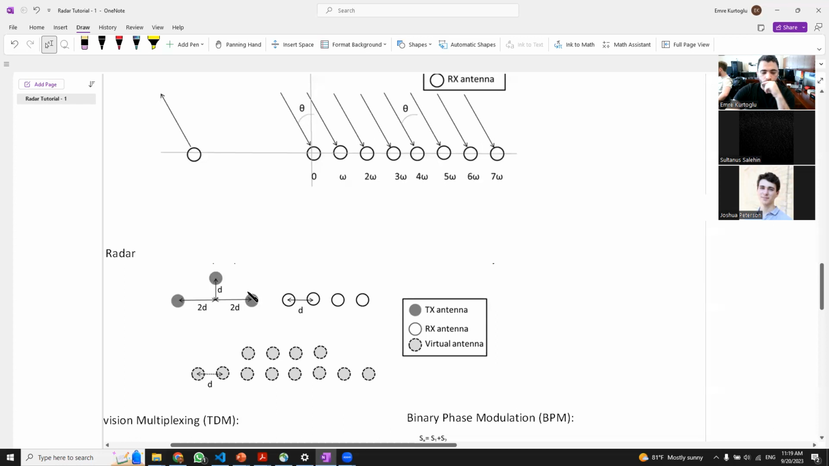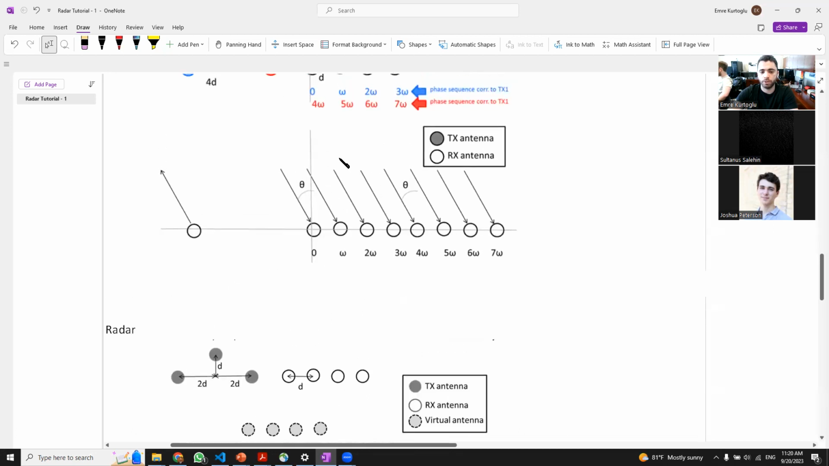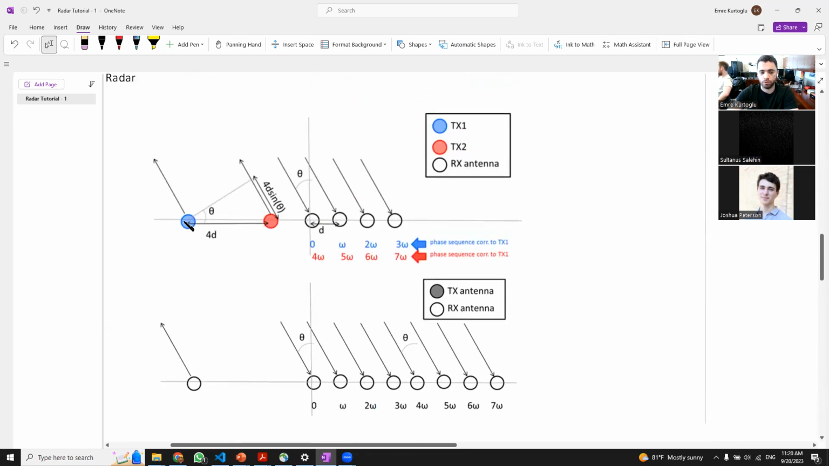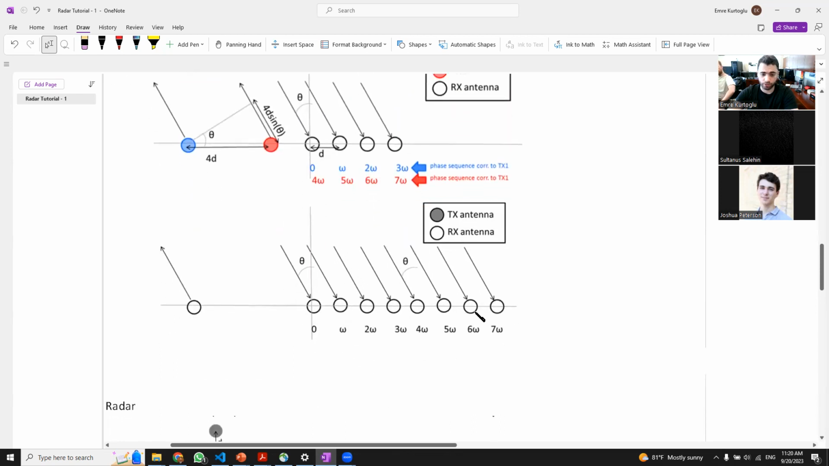So now, if you think of the virtual array, by virtual array I mean something like this. So, for example, this is our hardware. In our hardware, we have two transmitting antennas and four receiving antennas. But using these two transmitters and four receivers, we can create a virtual array with one transmitter and eight receivers. So this is called virtual array. Your virtual arrays, virtual channels. Okay.